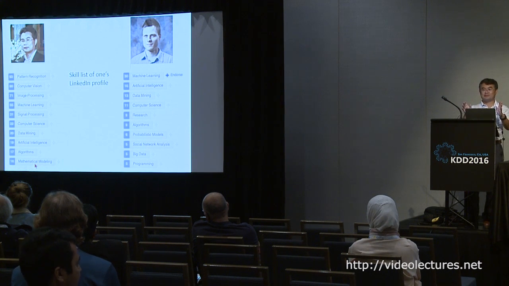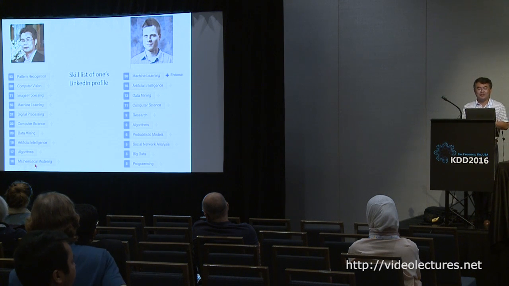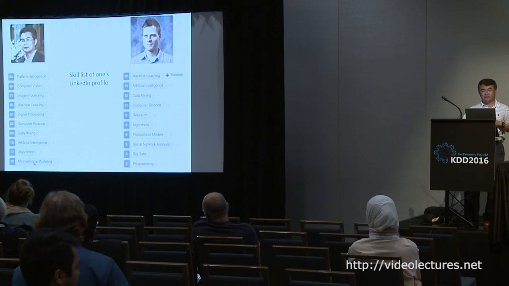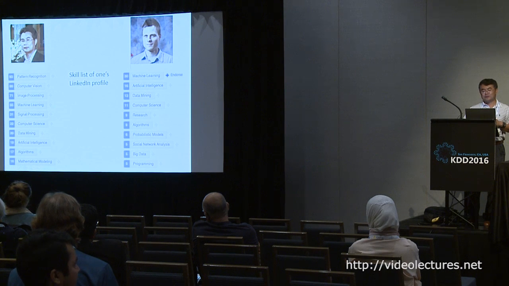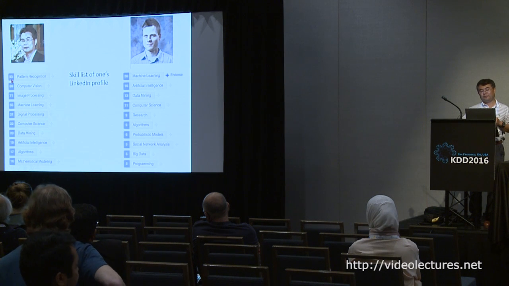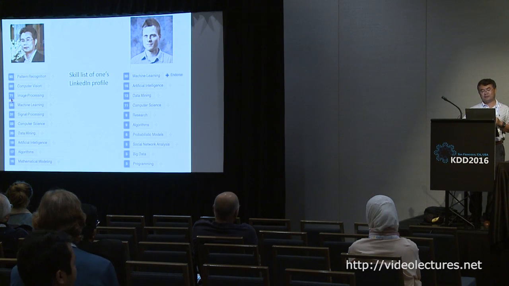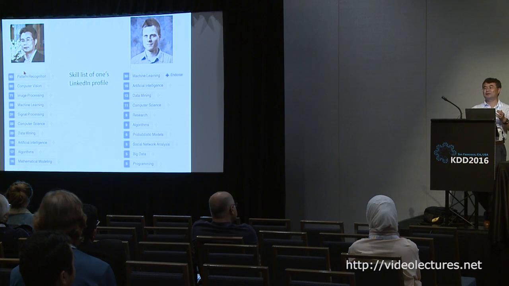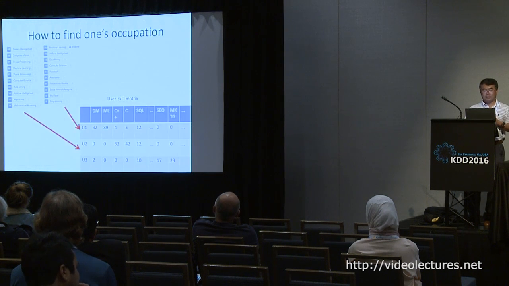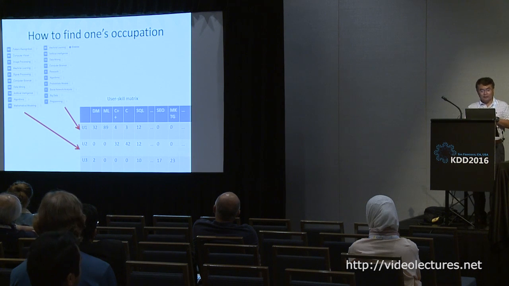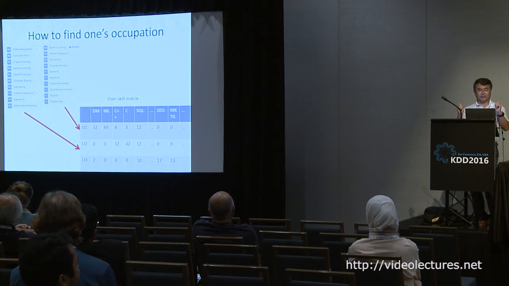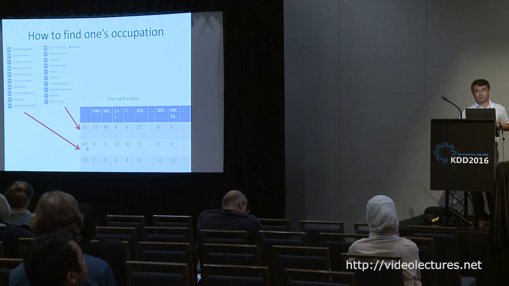I'm sure everyone has LinkedIn, right? More or less. So you have all your skill sets, and if you look at my skill set and Adam's skill set, they look a lot alike. And that's not all. We get these endorsement numbers. If one skill gets more endorsement than another, you're probably more of an expert in that domain. So now we can represent each person's occupation as a vector, which we form by reading these endorsement numbers.